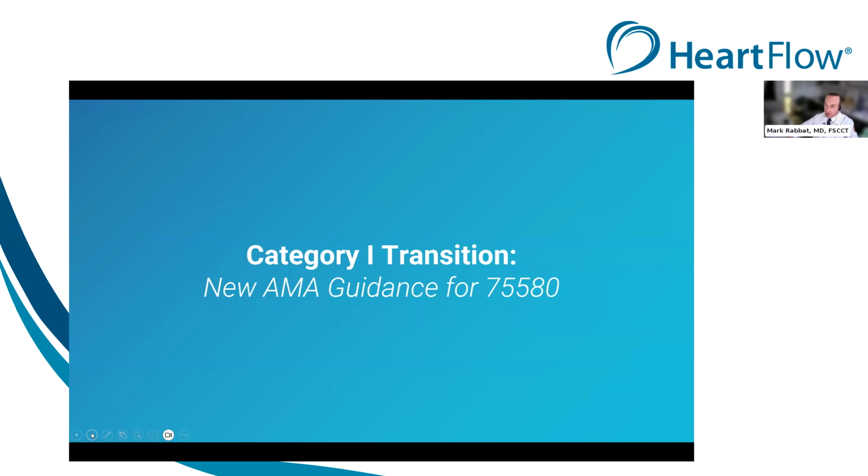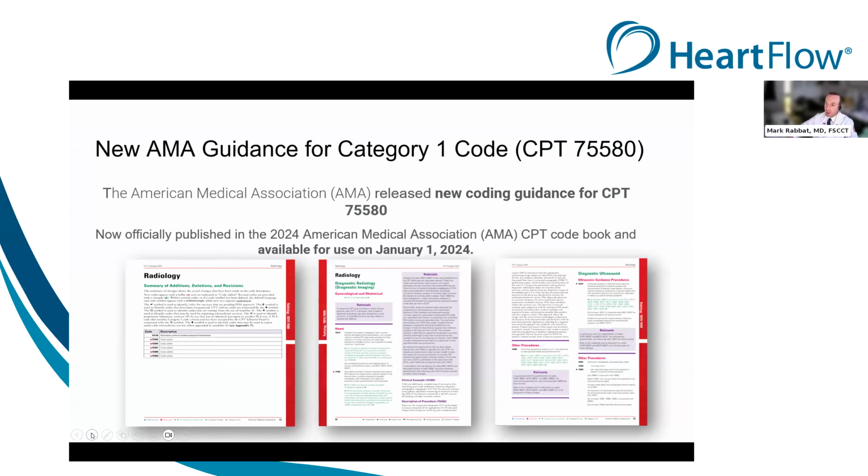Now I'd like to shift gears to the new AMA guidance for the 75580 Category 1 code. So this is the new AMA guidance for the Category 1 code CPT 75580, and the American Medical Association released the new coding guidance for CPT 75580 in this document that you can see on the slide, and now it's officially published in the 2024 American Medical Association CPT Codebook, and it's, as stated earlier, available for use as of January 1st, 2024. Next slide, please.